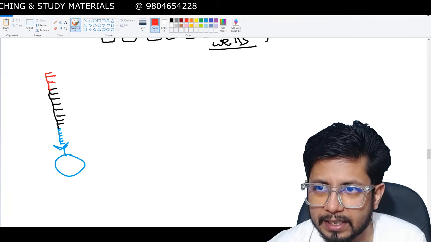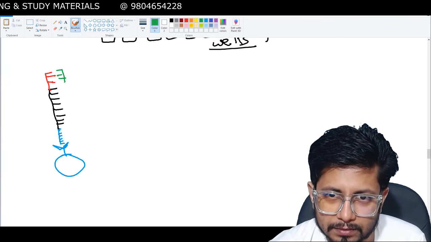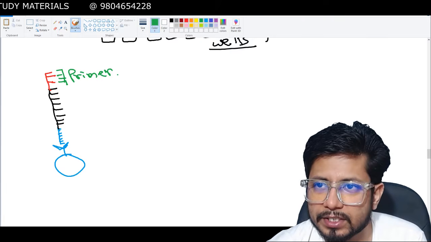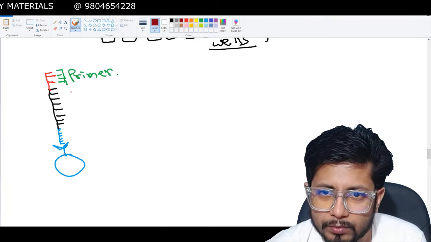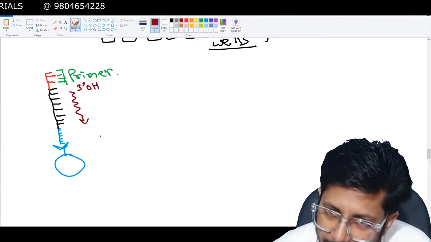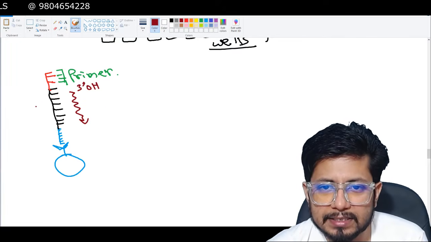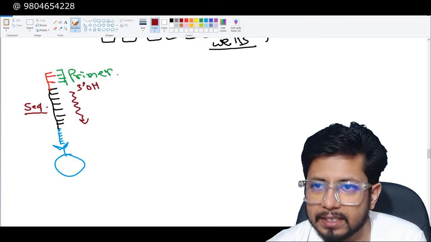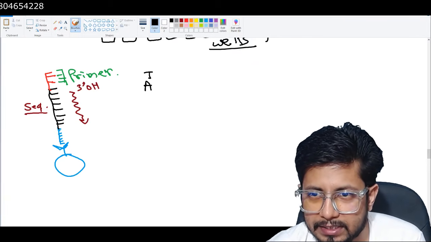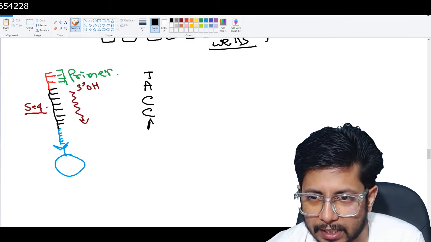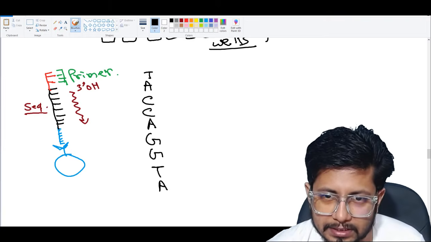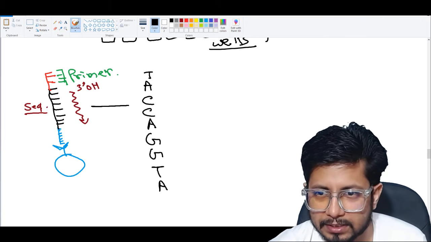And with the help of this adapter, let's say we add the primer, okay, and this is primer, and we have an extension of the primer, right? Now we are trying to extend this 3' hydroxyl area. While extending it, there is this black colored sequence, something like this. Let's say A, T A C C A G G T A. Okay, so this is the sequence. Let's say we are zooming in this sequence here.